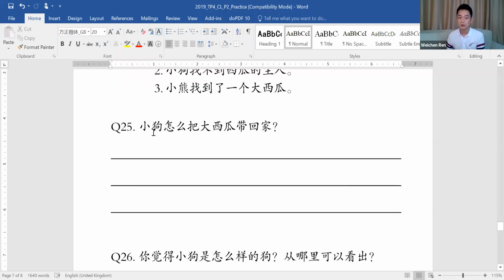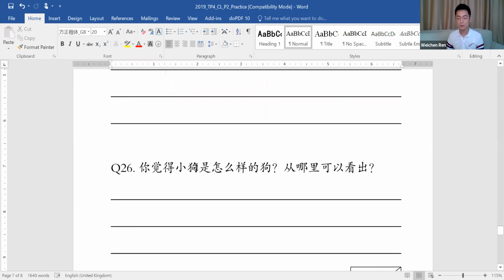And for question number 25, you can still find the answers from the passage. For question number 26, you can still find the answers from the passage, but you are supposed to use your own words to answer the question. 你觉得小狗是怎么样的人? What kind of dog do you think this puppy is? Is that a clever puppy or is that a lazy puppy? 从哪里可以看出? From where can you get the answer?